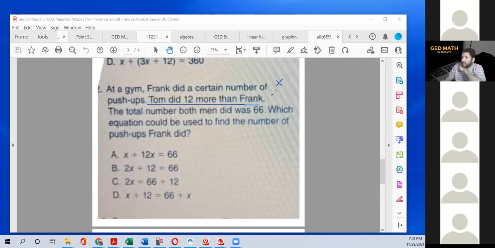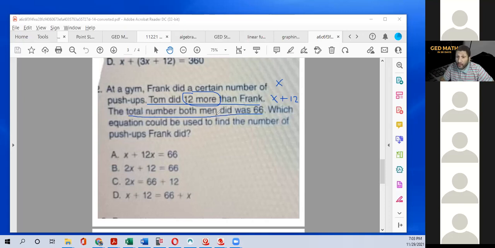Are we putting the 12 over 66? Nope. I heard somebody say plus. X plus 12, because he said 12 more. Just use layman's terms: if I did 10 push-ups and somebody did 12 more, they would have done 22. That's not multiplication, that's addition. So X plus 12.